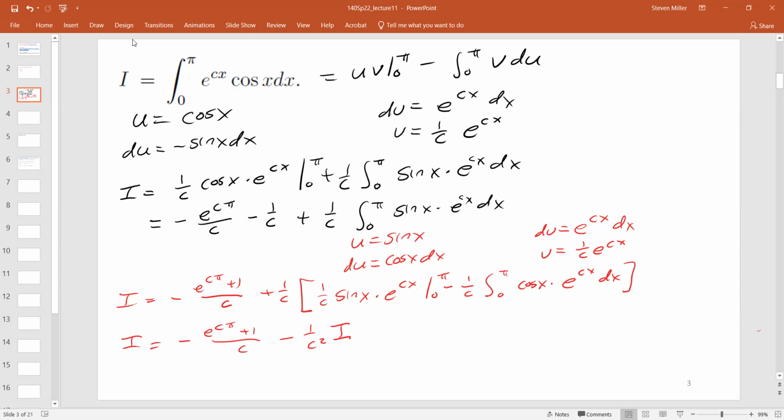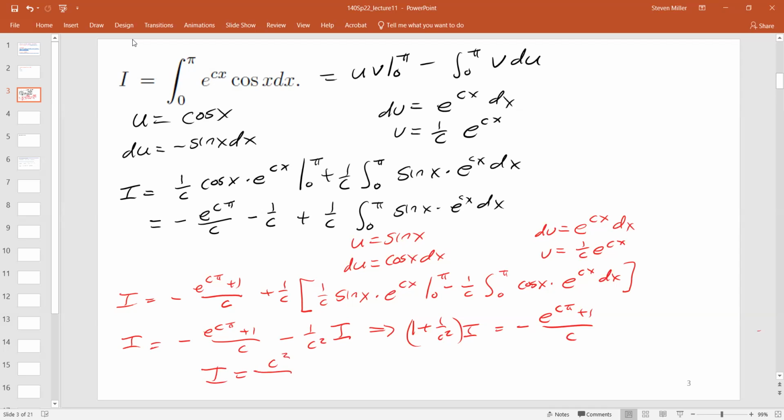You get I on both sides. On one side, so take the minus 1 over c squared I and bring it over, and then this becomes 1 plus 1 over c squared I equals negative e to the c pi plus 1 over c. Well, 1 plus 1 over c squared is c squared plus 1 over c squared.